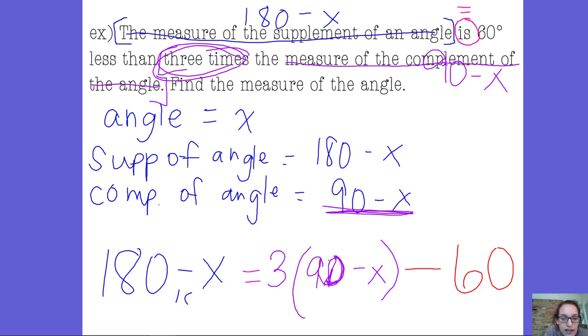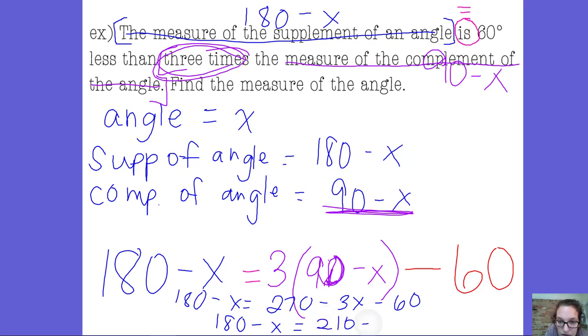So 180 minus x equals 3 times 90, 270, distribute the 3. 3 times negative x is negative 3x. Minus 60, we're going to combine like terms. 180 minus x equals 270 minus 60 is 210 minus 3x. I just ran out of space. So the next thing, let's go up here.